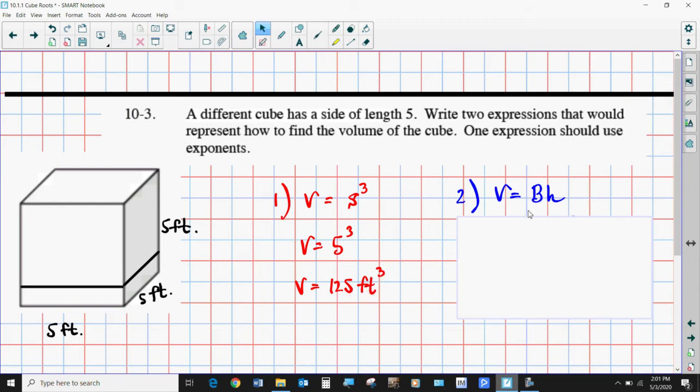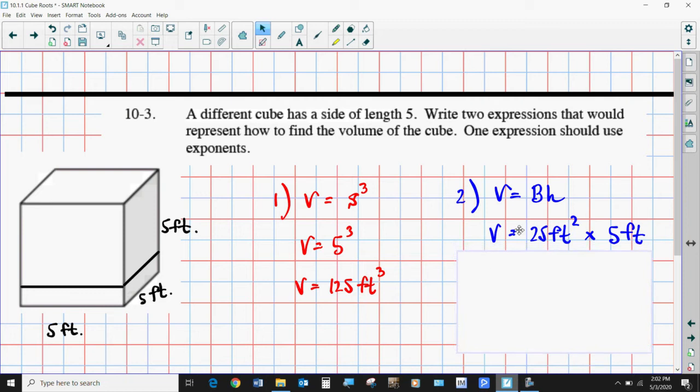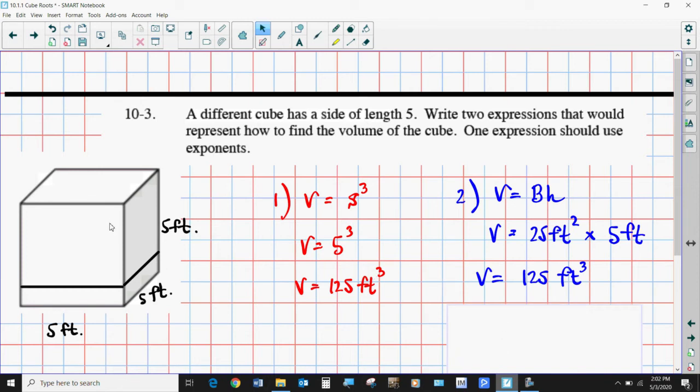Okay, if you wanted to use the base area times the height method that we used with the cake, which can be used on any prism, it does not matter what the shape of the prism is. You just need to know how to find the area of the base. In this case, the base is 25 square feet, and then this height of 5 feet represents all the layers. So if there's 25 cubes in this layer, then the next layer would be 50, then 75, then 100, then 125, which ends up being the total volume of this cube.